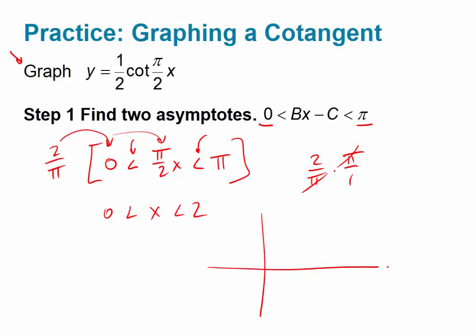So if I was to sketch my graph there, there's 0. I put an asymptote there. And then 1 out here, and 2 there. So 1 and 2. All right, let's go on to the next step.